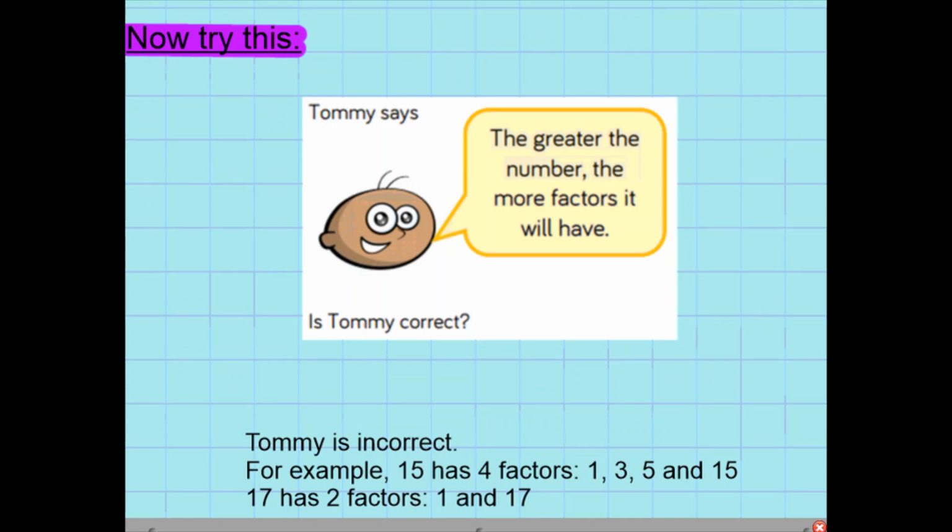How did you get on with that? Yeah, well, Tommy is incorrect, isn't he? And I've put 2 examples here, but I'm sure you've found others. So 15 has 4 factors: 1, 3, 5 and 15. We found that one earlier, didn't we? But 17, which is greater than 15, only has 2 factors. It has 1 and 17. So Tommy isn't right because 17 is greater than 15 and yet it has fewer factors. What other ideas have you found? Maybe you'd like to email them into the Year 4 email address and we'd love to have a look at them.